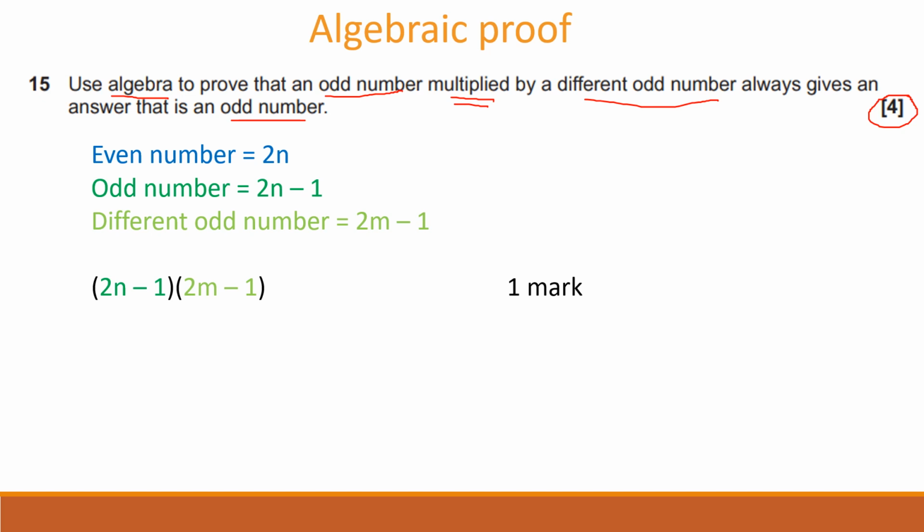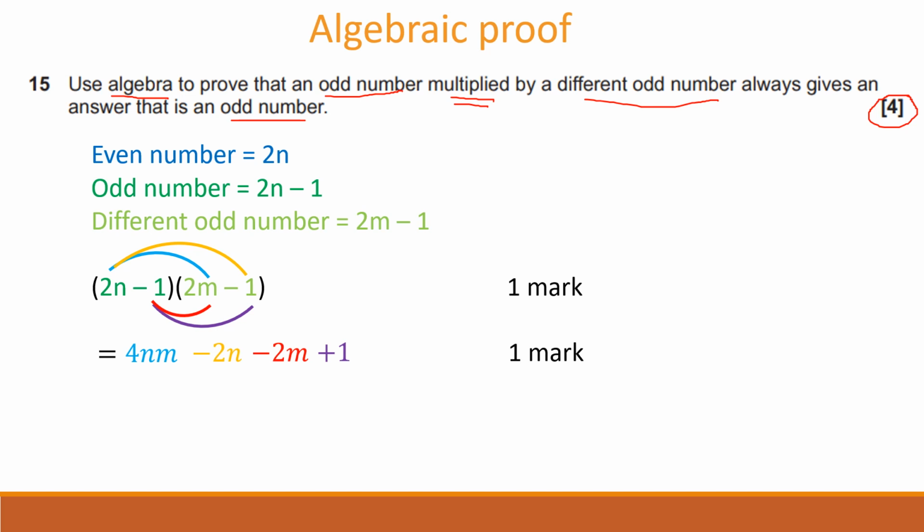Now to multiply these numbers, I'm going to multiply each of the terms together. So I'm going to start with the first terms and the 2n times the 2m is going to give me 4nm. Then I've got to multiply the 2n by the negative 1, which gives me minus 2n. Then I've got negative 1 times 2m, which is negative 2m. And then I've got negative 1 times negative 1, which is plus 1, which gives me 1 mark.